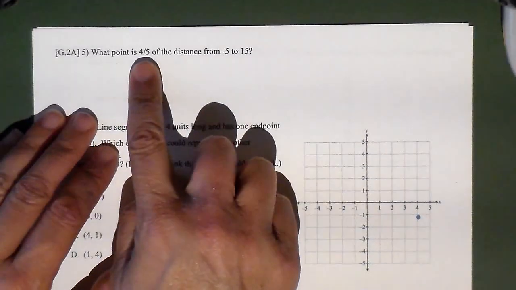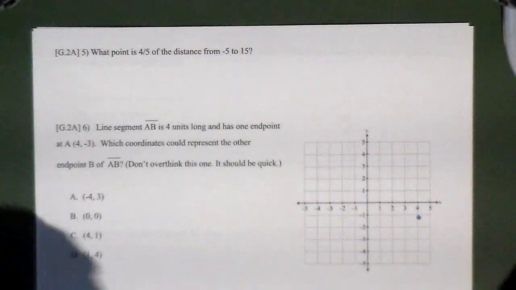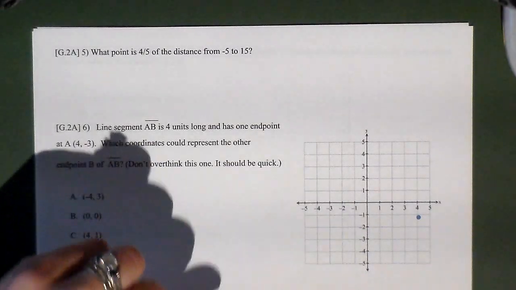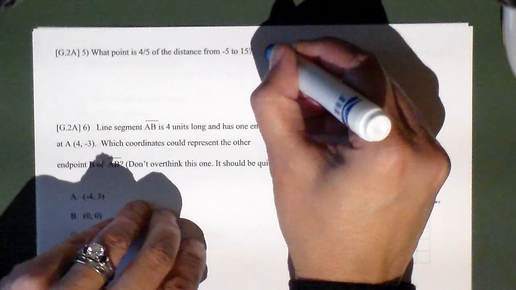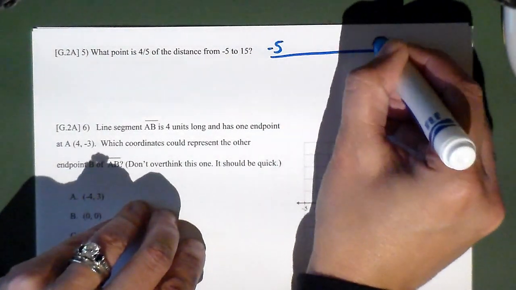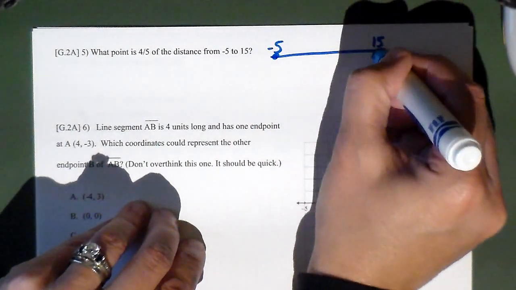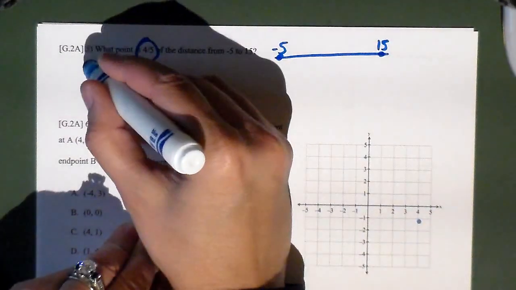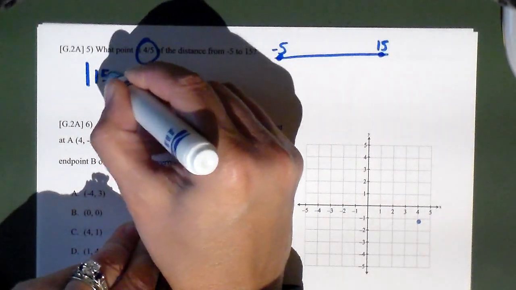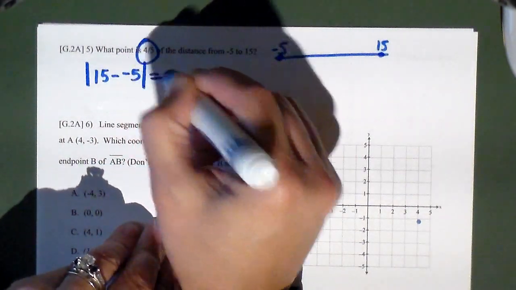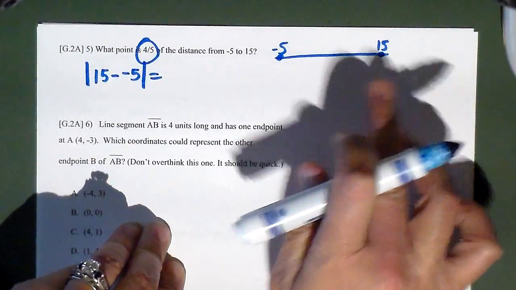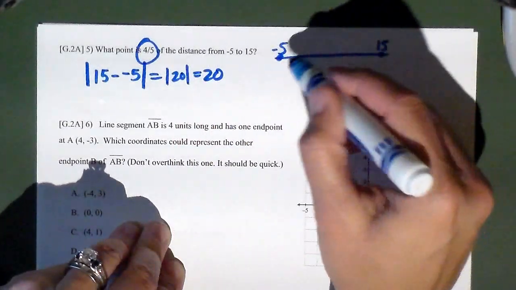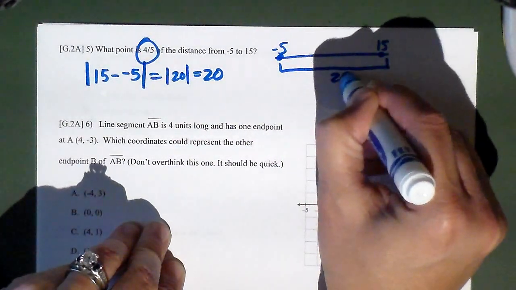What's the point that is 4/5 of the distance from -5 to 15? I'm going to do this 2 different ways, with the fractional distance formula and without. We're going to do it without first. So on a number line, I want to go from -5 to 15, but I only want to go 4/5 of the distance. First, I have to find out how far apart these guys are. So I'm going to do 15 minus -5. Remember, you take the absolute value of the difference, and you get the absolute value of 20, which is 20. So 20 is the full distance that these guys are apart.